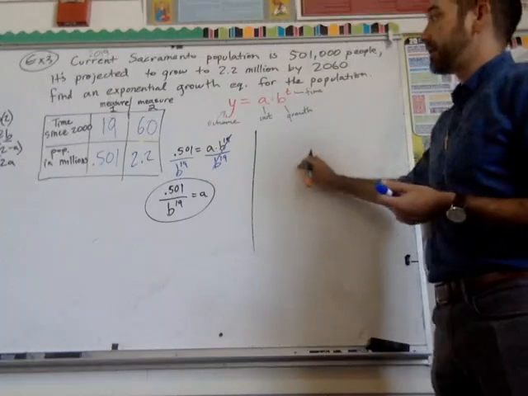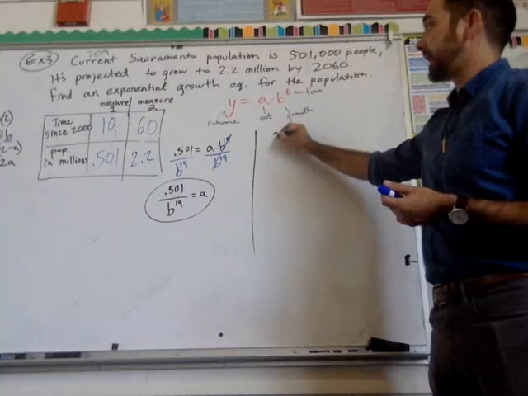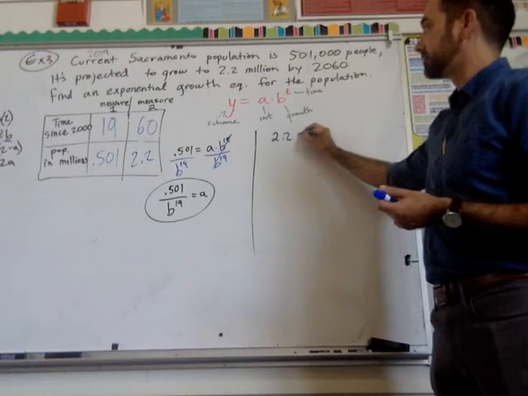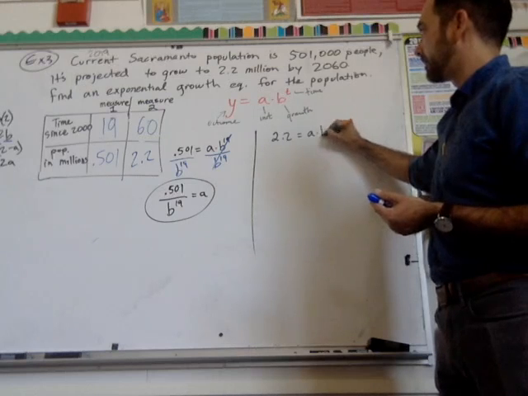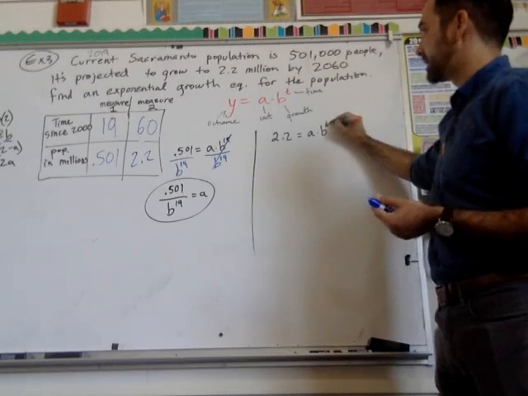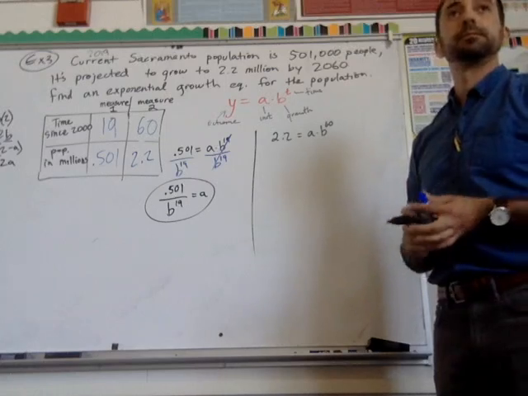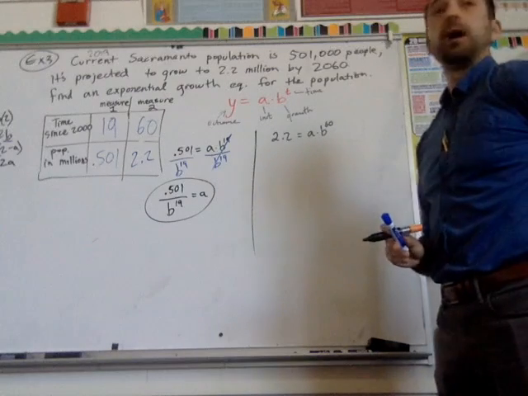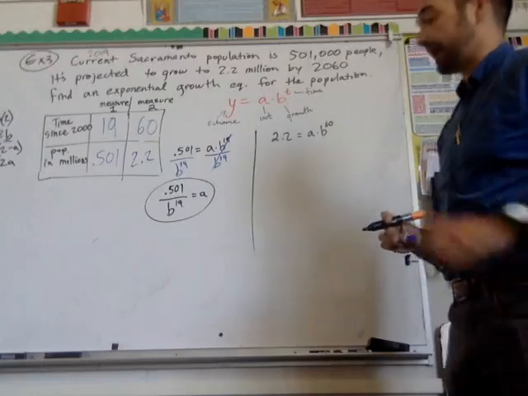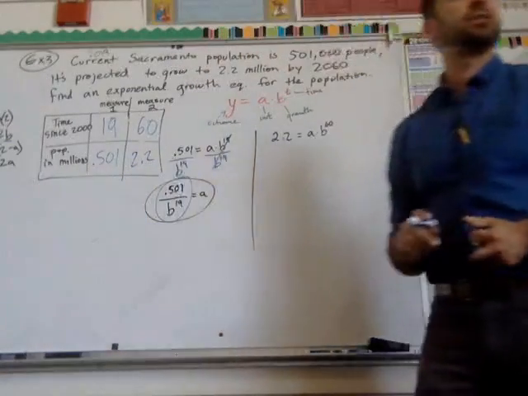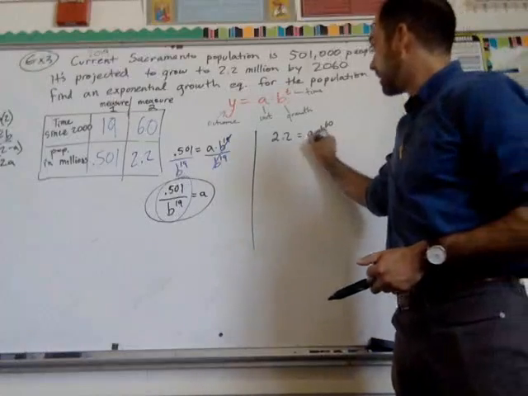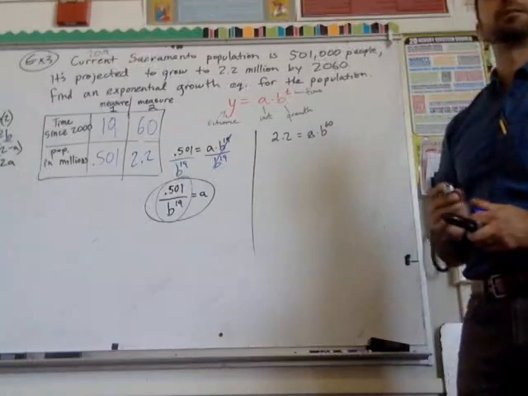We're going to go with outcome. I don't know my initial yet. I don't know my growth, but I know it took 60 years. Here's the deal. I know what A is. So what do you think I'm going to do now with this expression of A right there? Let's plug it in over there.